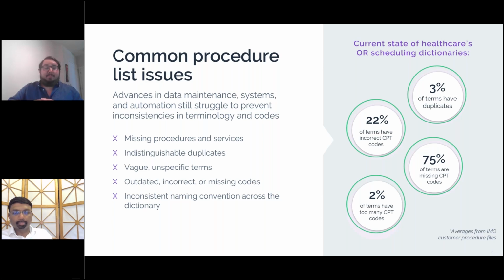So here at IMO, we've examined many organizations' surgical scheduling dictionaries, and we have found that on average, about 3% of the terms in most organizations' surgical scheduling dictionaries are duplicates. About 22% of the terms are associated with incorrect CPT codes. 75% of the terms are missing appropriate CPT codes, and 2% of the terms are something I really want us to focus on today, which are terms that have too many CPT codes, or what we call overly broad terms. An overly broad term, and we'll go into this in a little more detail in a few minutes here, is a term that acts kind of as an umbrella term that contains multiple surgeries that can be performed underneath it, where it really should be broken down into more specific terminology.